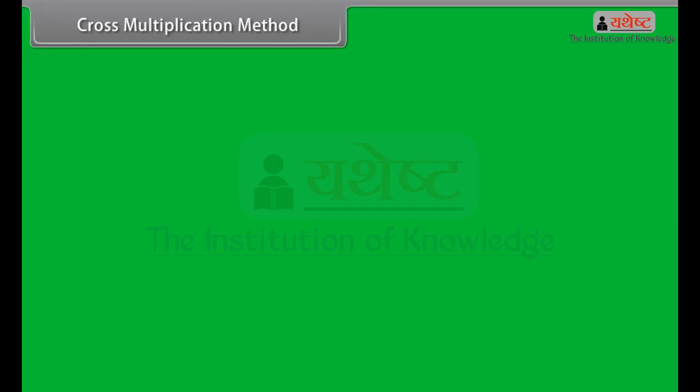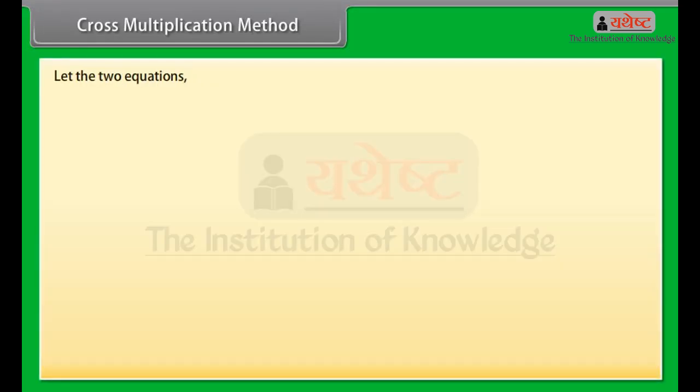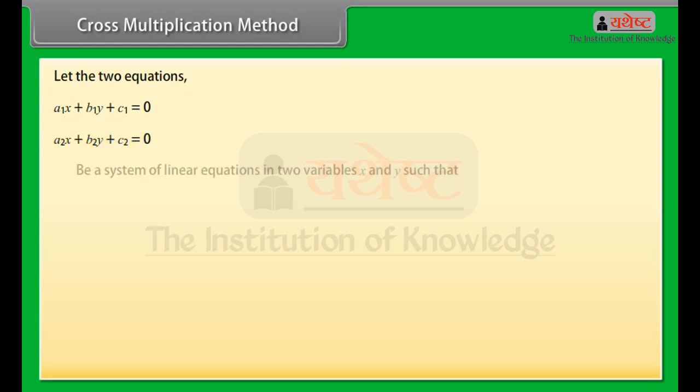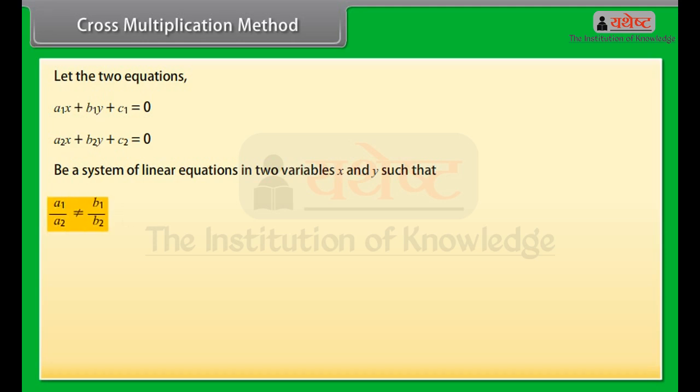Cross multiplication method. Let the two equations a1x plus b1y plus c1 is equal to 0, and a2x plus b2y plus c2 is equal to 0, be a system of linear equations in two variables x and y such that a1 upon a2 is not equal to b1 upon b2. That is, a1 b2 minus a2 b1 is not equal to 0.